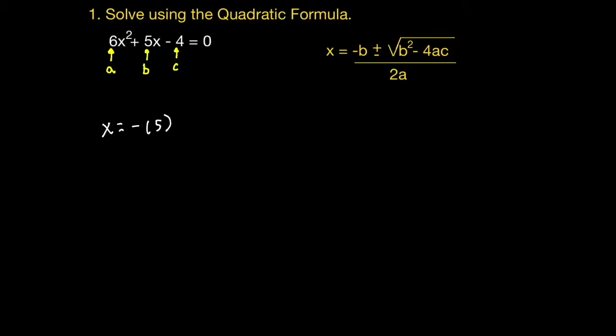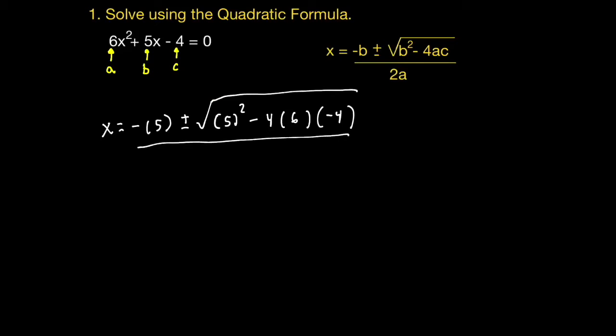this case that's going to be 5, plus or minus the square root of b squared. Here we have 5 squared. We're going to subtract 4 multiplied by a multiplied by c. A is 6 and C is negative 4. We're going to divide all of this by 2 multiplied by A, and a reminder that A is 6.